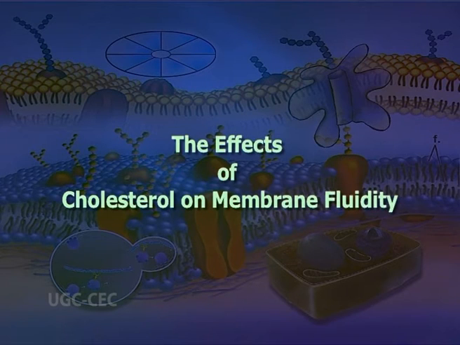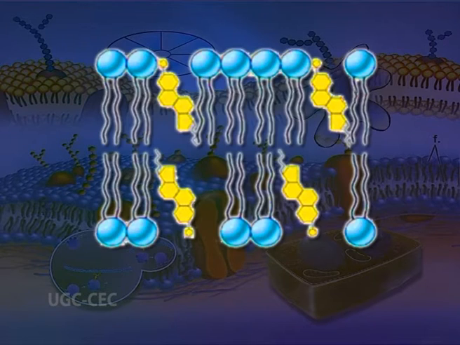We now learn the effects of cholesterol on membrane fluidity. For animal cells, membrane fluidity is also affected by the presence of cholesterol. The plasma membranes of most animal cells contain large amounts of cholesterol, up to 50% of the total membrane lipid on a molar basis. Cholesterol molecules are usually found in both layers of the plasma membrane, but a given molecule is localized to one of the two layers.